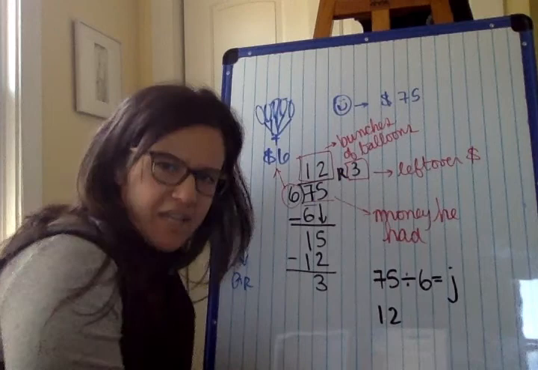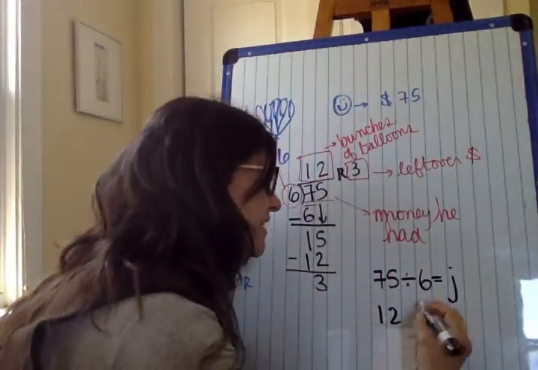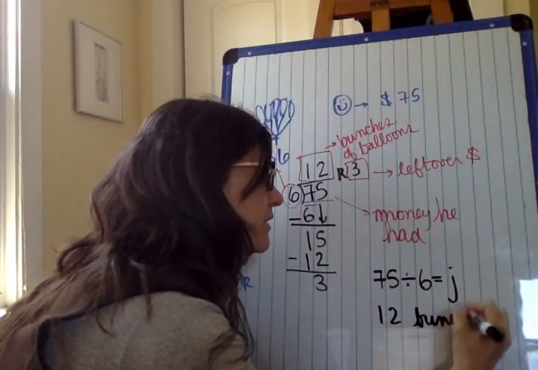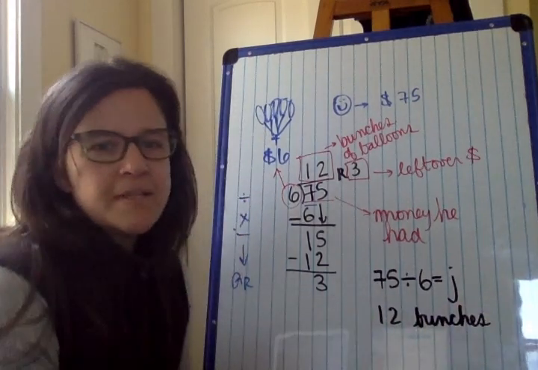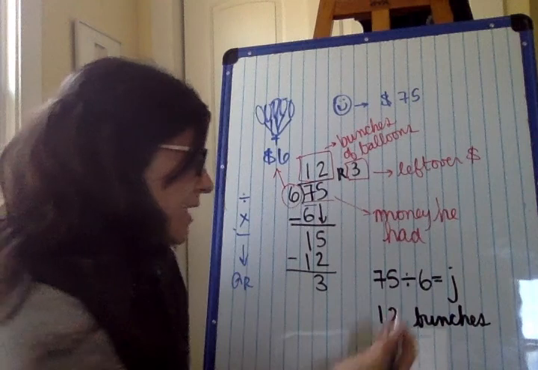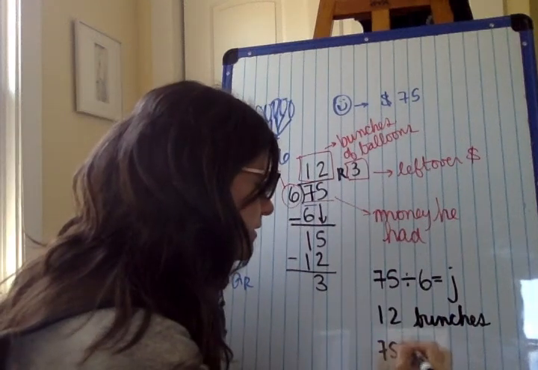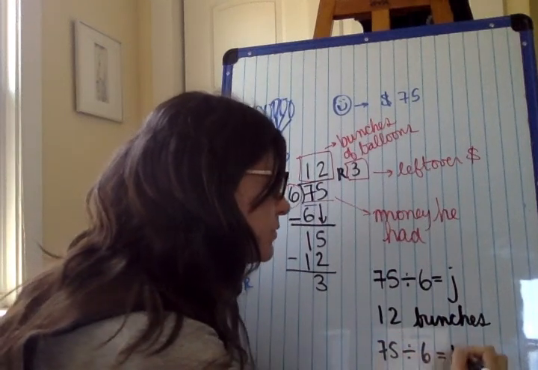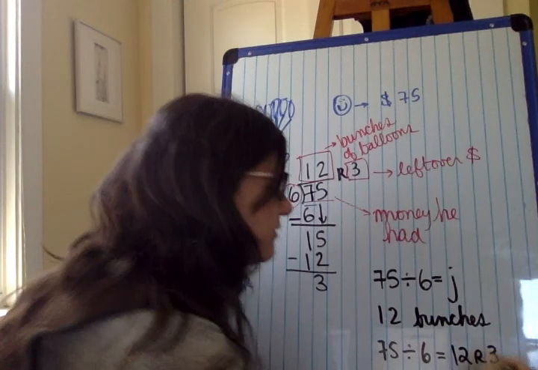You ever go to the store and say, I'd like 12 remainder 3 bunches of balloons? They're going to look at you funny. So we bought 12 bunches. And then we have our number model with our answer. 75 divided by 6 equals 12 remainder 3.